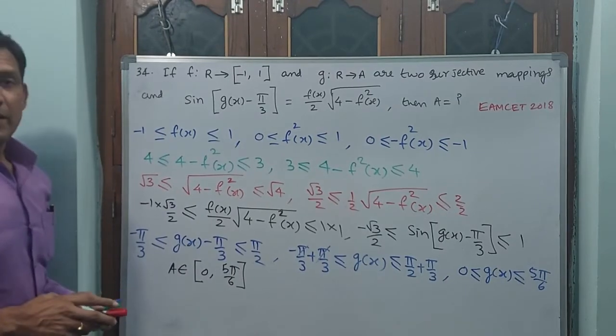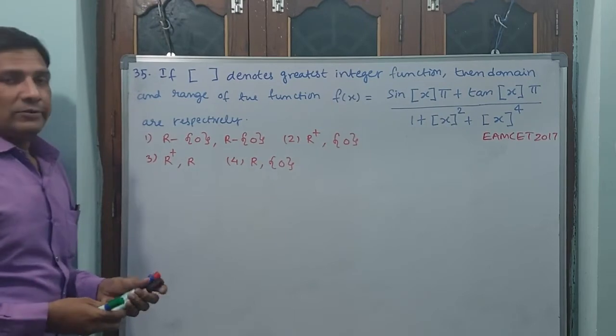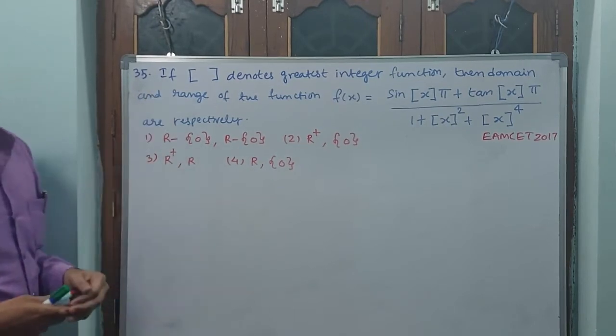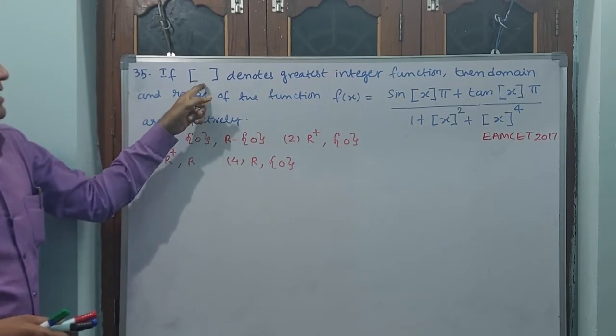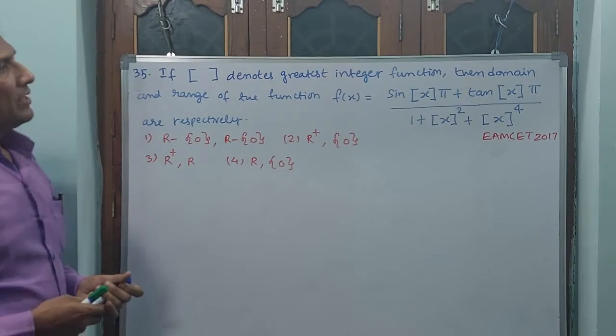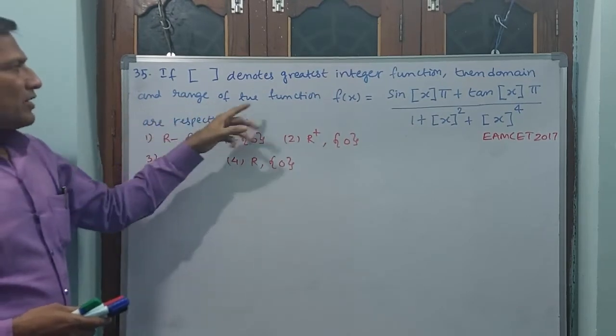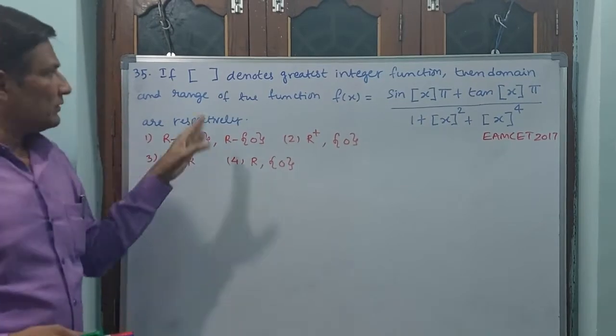Okay? Let us move on to the 35th question. See, question number 35. If the bracket, that means step function bracket, they denote the greatest integer function. Then the domain and range of the function they have given, domain and range you have to write both. Okay?